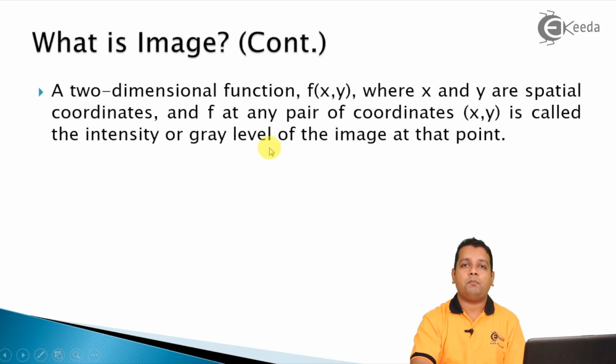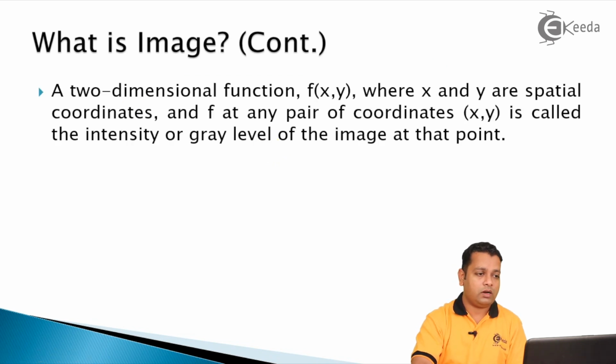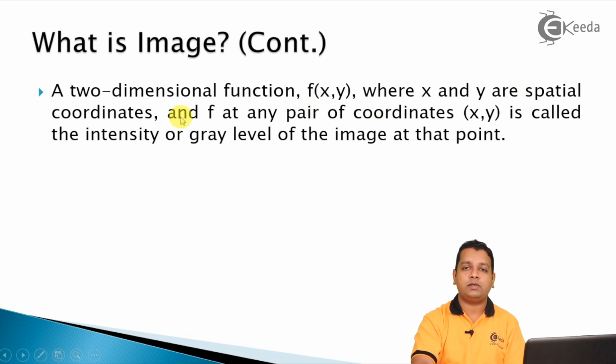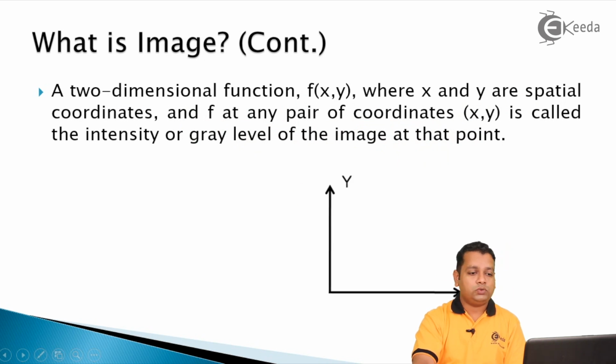Further, mathematically, we can have the definition: a two-dimensional function f of xy, where x and y are the spatial coordinates, and f at any pair of coordinates xy is called the intensity or gray level of the image at that point. So here we can take the two axes x and y. x and y give the spatial coordinates, the location of the elements of this particular image. Defining the exact values of x and y at that location, there is a third parameter, f, which gives us the intensity or gray level of the image at that particular point.